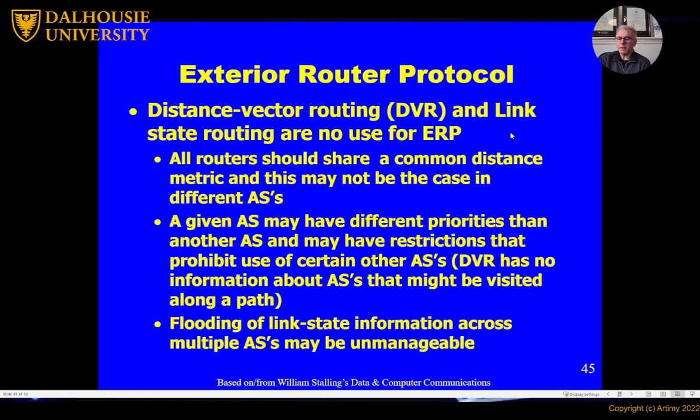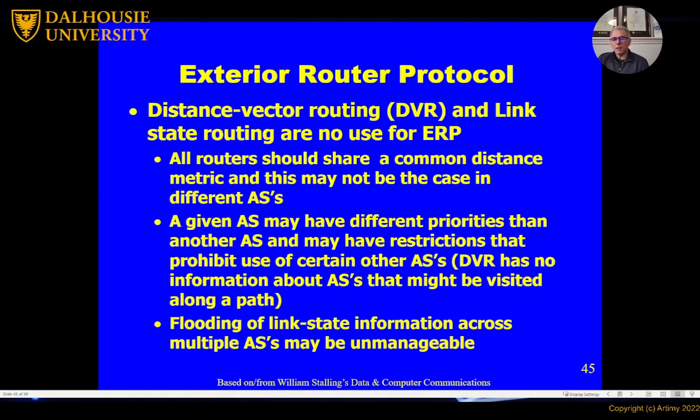So what kind of strategy do these exterior routing protocols use? Do they use distance vector? Do they use link state? Do they use another strategy? Well, it turns out link state doesn't work. Link state needs all the routers to share information among themselves before they calculate the best route. So if I use link state as the exterior routing protocol, this means that every router in every autonomous system here in Canada has to share information with everybody in China or US or Iran or India, and it's impossible. It's not manageable.